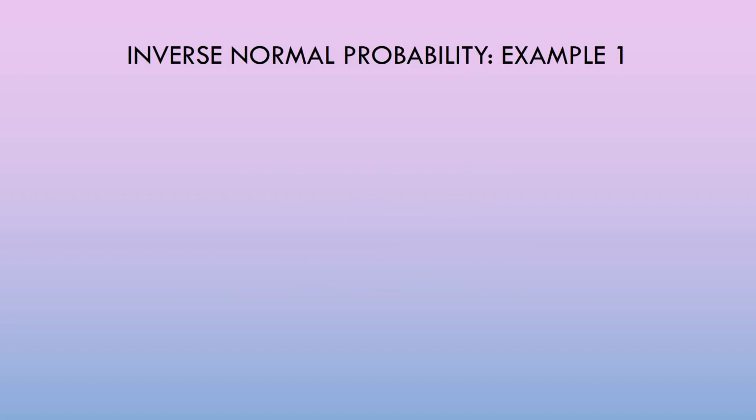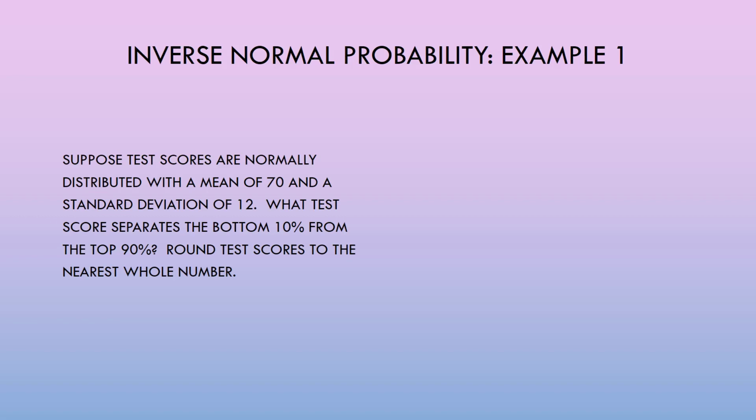Inverse normal probability example 1. Suppose test scores are normally distributed with a mean of 70 and a standard deviation of 12. What test score separates the bottom 10% from the top 90%? Round your test score to the nearest whole number.